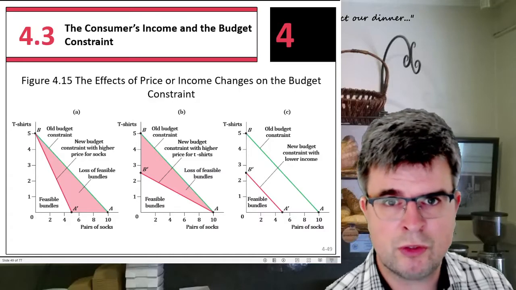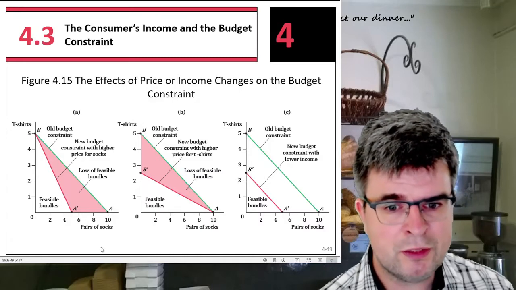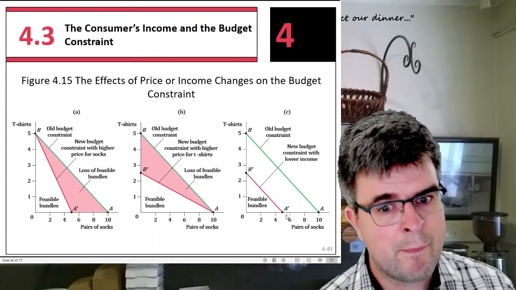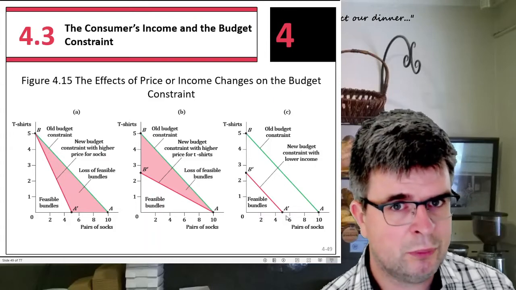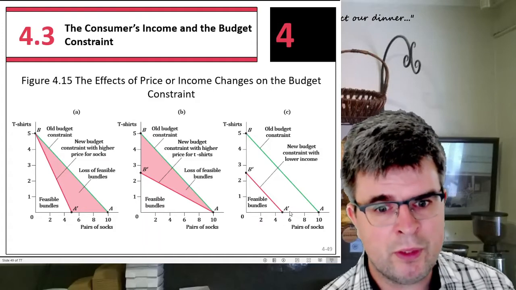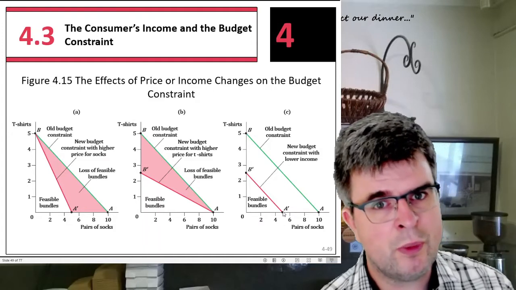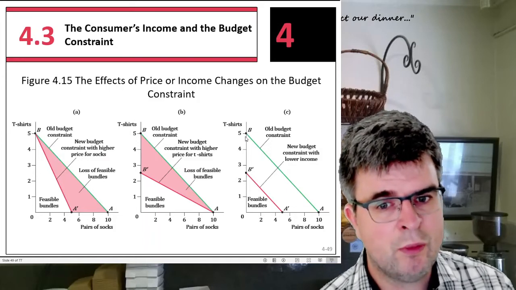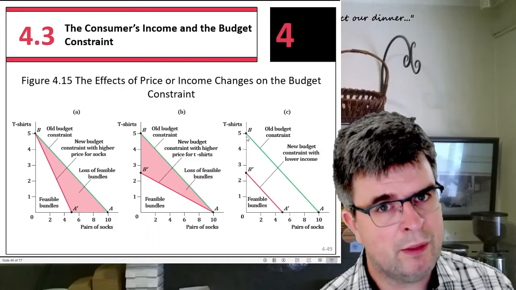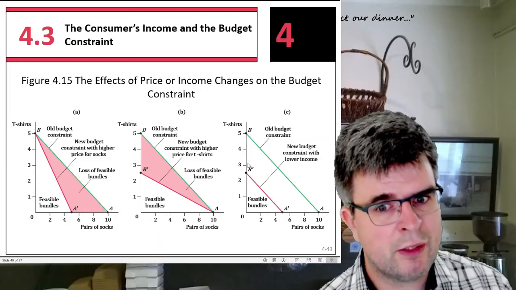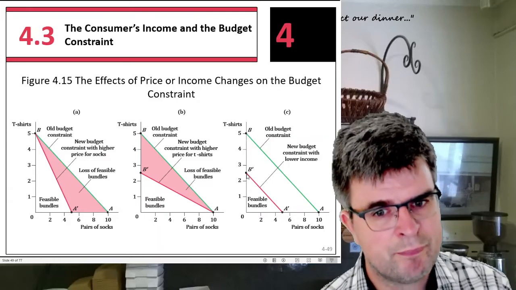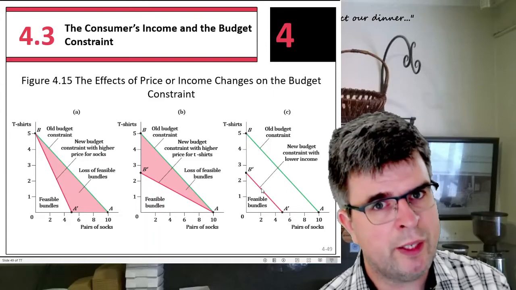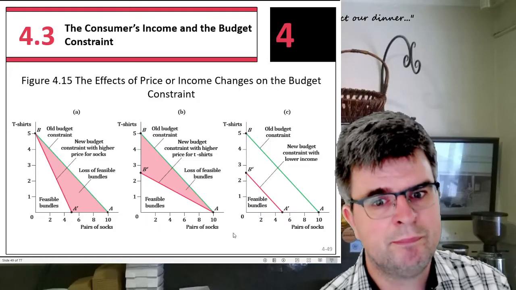So the income of the consumer has halved, which means that if he would spend all of his income on pairs of socks, the pair of socks still costs $5, but now he only has $25 to spend, so he can only buy 5 pairs of socks. And the same with the t-shirts. Previously he could buy 5 t-shirts with his entire income, and now only 2.5. So we have a parallel shift of the budget constraint following a change in income.